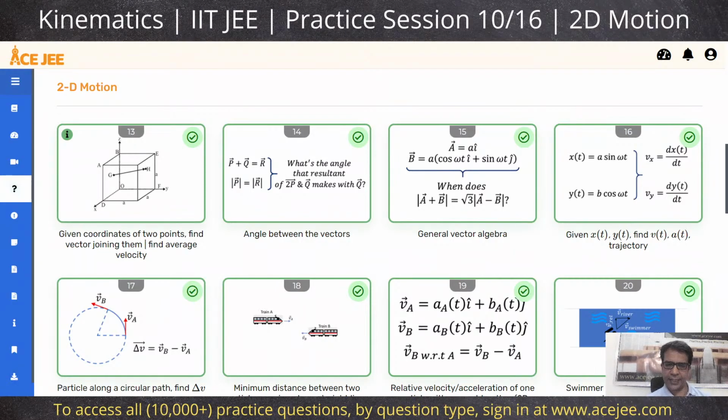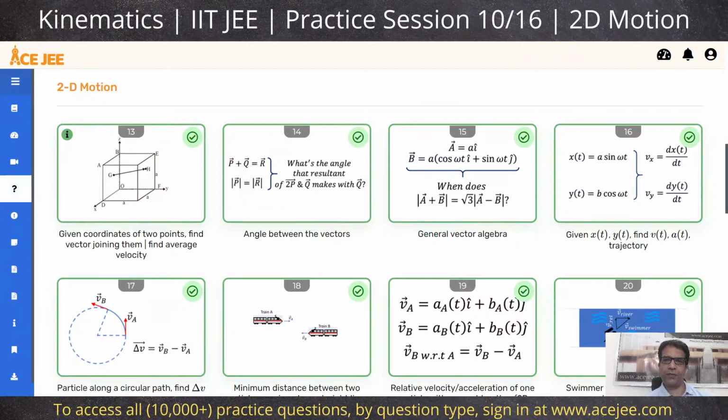Okay, so what I'm going to cover in 16, 17, 18, 19, 20. So 16 and 17, we essentially are going to play around with the definitions of displacement, velocity, acceleration in two dimensions. Number 17 is a very specific, interesting scenario where we have a particle moving along a circular path, and we will try and understand what is the change in the velocity vector between any two points. In other words, we will try and figure out the average acceleration for different durations of time.